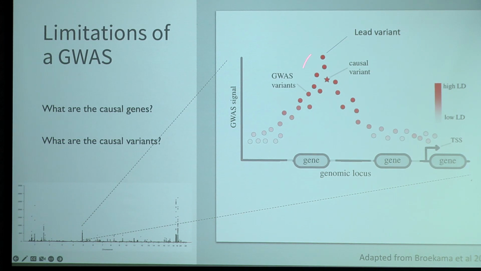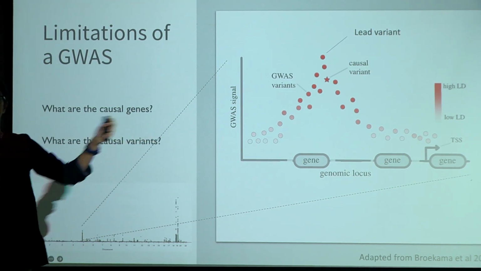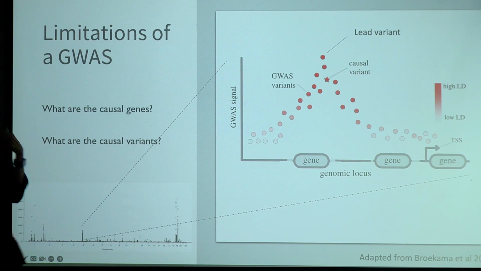So we often don't know what the causal variant at each of these peaks is. What we also don't know is what gene is mediating this association. You would assume that you have a variant associated with lipid levels, but there must be a gene somewhere in between that's doing the work, that's mediating this association. And a GWAS doesn't automatically tell you what that gene is.